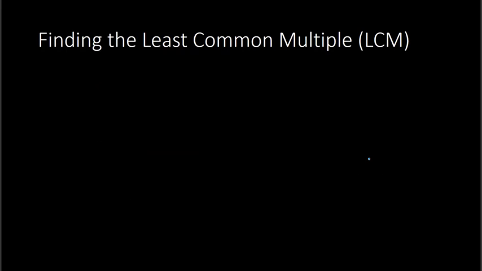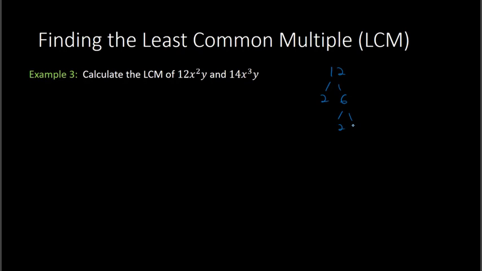All right, and lastly, we need to know how to find the least common multiple with numbers and variables together. So here we have 12x squared y and 14x cubed y. So I factor down the 12 and the 14. 12 I can break down. That would be 2 times 6. 6 is 2 times 3. So 12 would be 2 times 2 times 3.